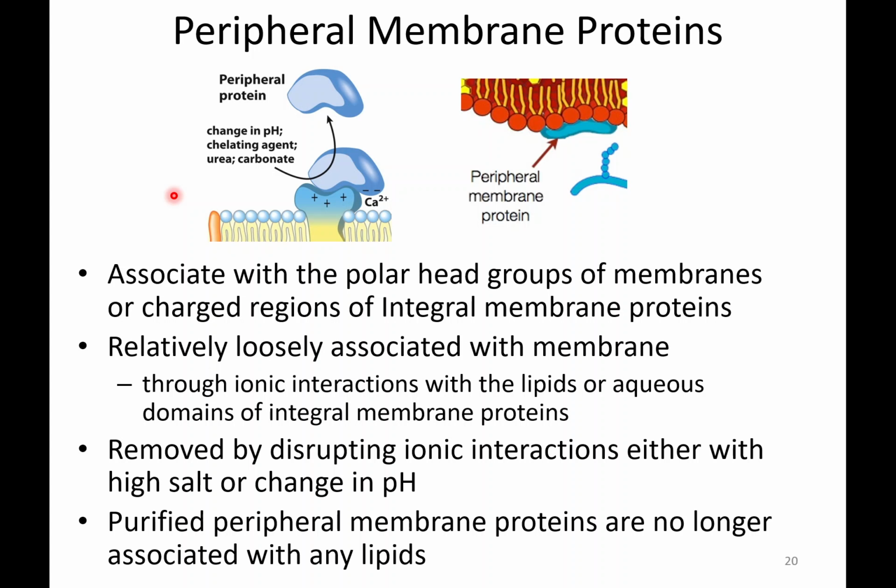And because they're loosely associated, they can be removed by fairly gentle conditions if you disrupt the ionic interactions, either by adding higher salt concentrations or changing the pH. You can get these peripheral proteins to be released. So if you're trying to purify a peripheral membrane protein, by adding salt or changing the pH, you can remove those peripheral proteins and then purify them. Okay. When you do purify a peripheral membrane protein, they will no longer be associated with any lipids.